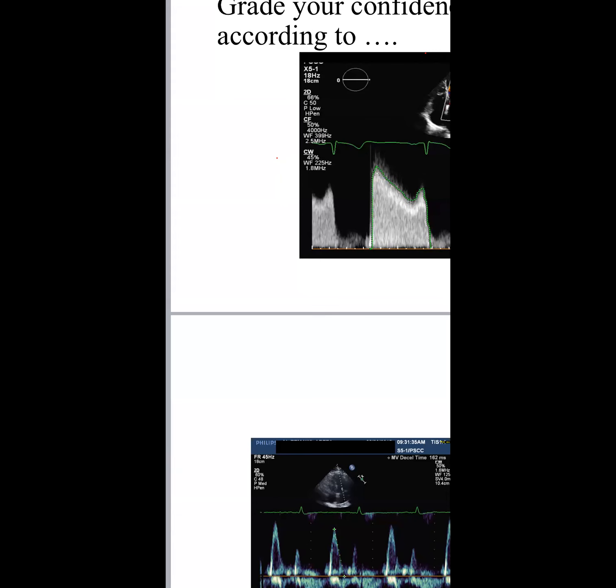Now, grading of the mitral valve. First of all, mitral stenosis. Look at this tracing. You agree it's done right, or that it is appropriate? Right, done right. Absolutely.